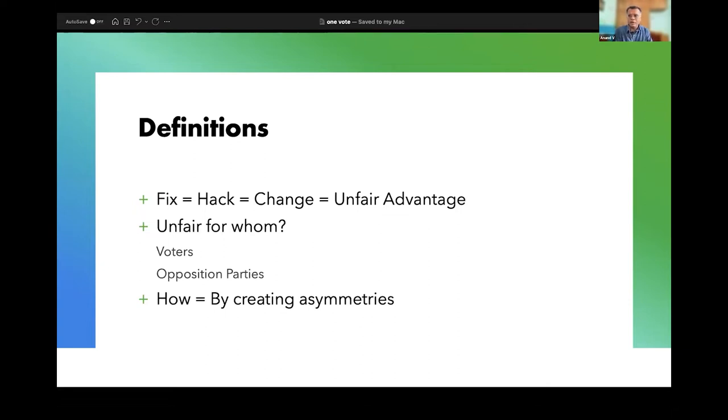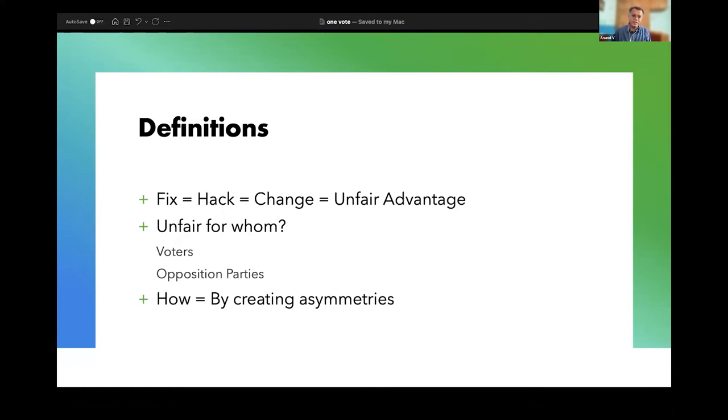And that is exactly what you see in India on elections. Basically, the way in which they are run and the way in which it is being operated now of late essentially gives a very unfair advantage to some party, and puts the other party in a very difficult situation. So the question that you then have to ask is, unfair for whom? The answer here is unfair for voters and unfair for the opposition parties. And then how do you ensure that this unfair advantage comes? The answer is by creating asymmetries.